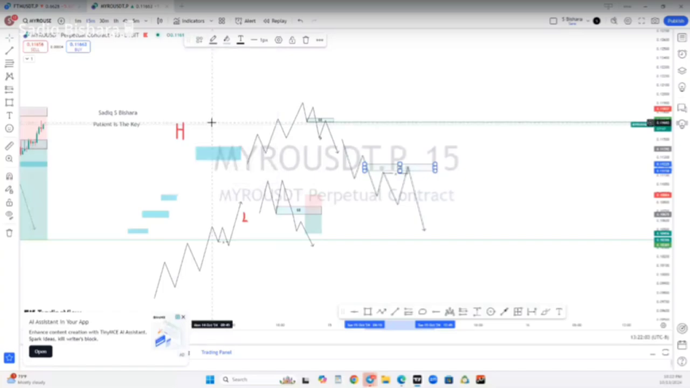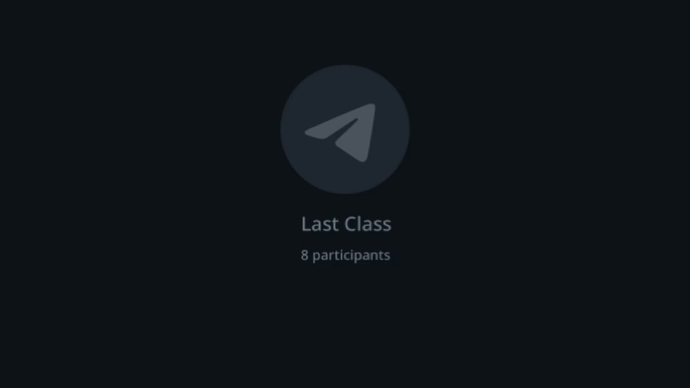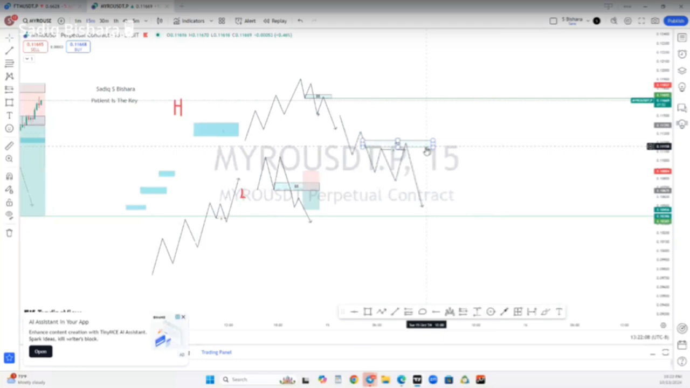Everyone has their own way of calling the zone. So this is point of interest. Anywhere that you are interested to short the market or long the market, this is your point of interest. That's all. This is what we call point of interest.